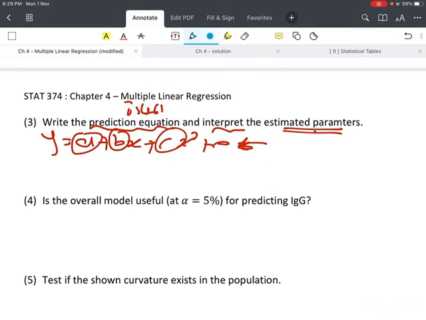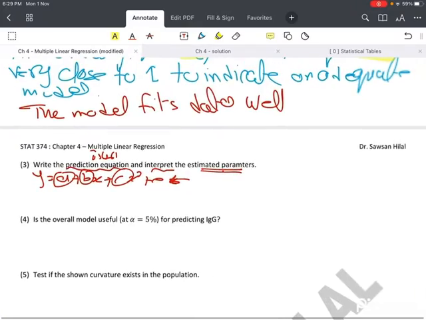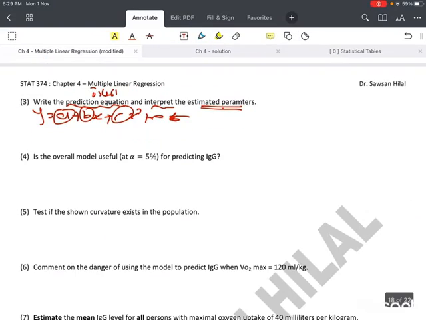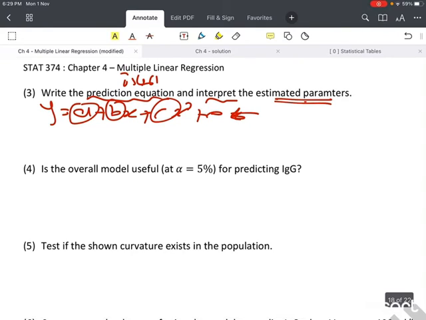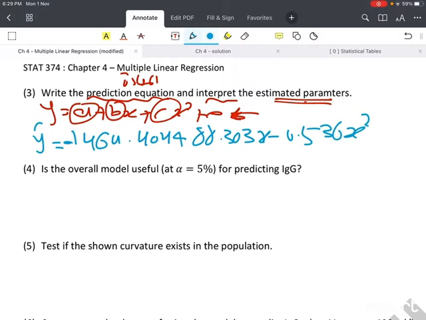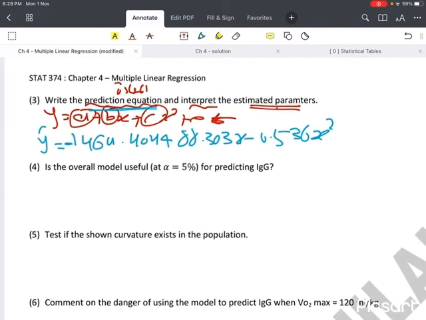So how will you write the prediction equation? You will return to the output. You will take the estimate values from there, then write them in the equation. So the equation will be y hat equal 14 minus 1464.404 plus 88.303x minus 0.536x squared. Okay, so this will be the fitted model, the prediction equation.